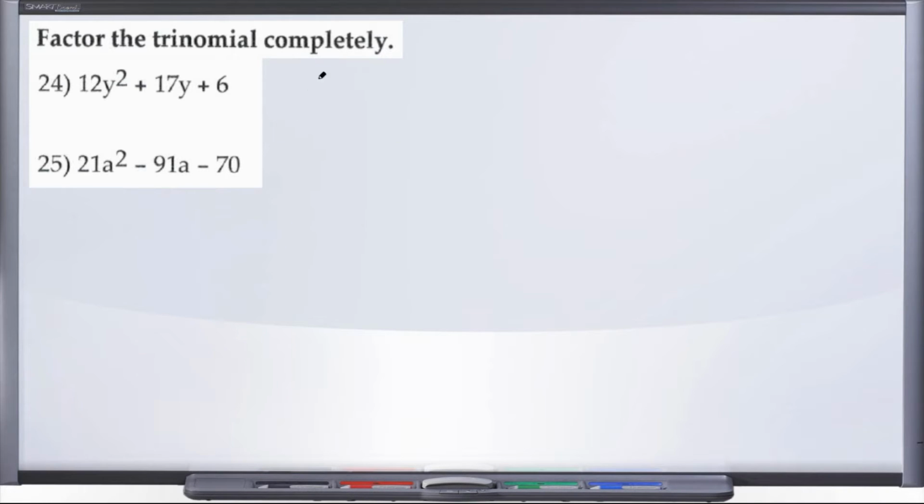All right, 24 and 25, we're still factoring. So let's go ahead and rewrite 24 out to the side here. So we have 12y squared plus 17y plus 6. And we're going to go ahead and ask ourselves those two questions. Is there a GCF and how many terms are there?